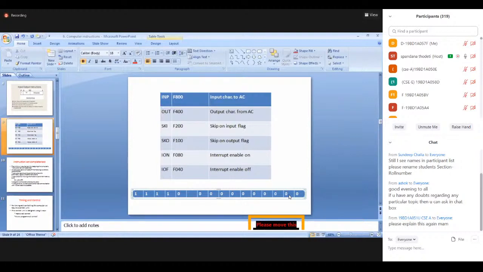Next, if the IR register value is F200, then the SKI operation is executed.